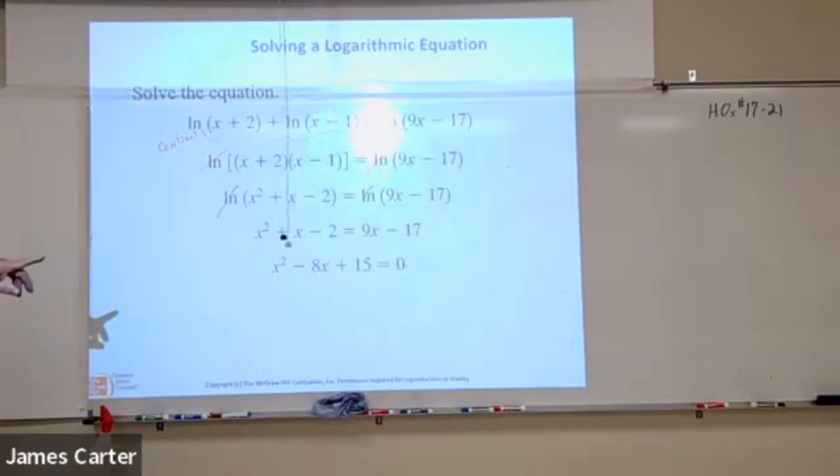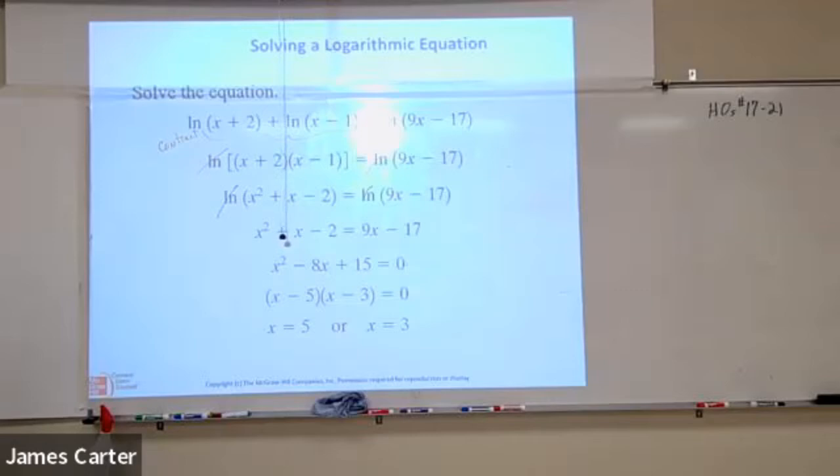Now we're going to either factor or use the quadratic on this one. You've got 5 and 3, it's minus minus, 5 and 3 make 8. So it factors into x minus 5, x minus 3. So my possible solutions are positive 5 and positive 3.